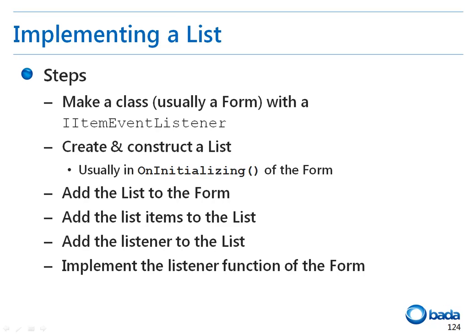Now let's see how we can implement an actual list. First, we need an event listener. For this example, the form is specified as the event listener. Then we need to create and construct a list. This is generally performed in the onInitializing function of the form. After that, we need to add the created list to the form, add items to the list, add the event listener to the list, and implement the event listener.